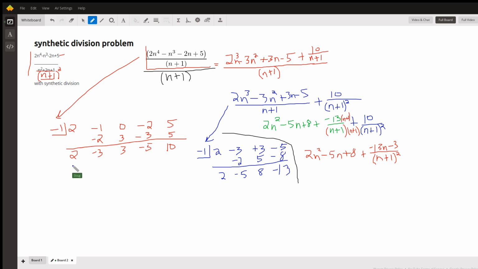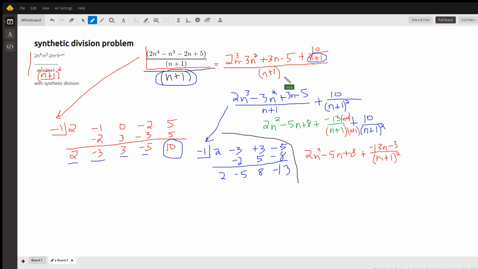There's the result right here, where these are the coefficients of the residual polynomial, and that's the remainder. So that means that since we divided n to the 4th by n, this is the coefficient of n cubed. So there's 2n cubed minus 3n squared plus 3n minus 5 with the remainder of 10 over the divisor. And then this n plus 1 here was the other binomial that we still want to divide by.